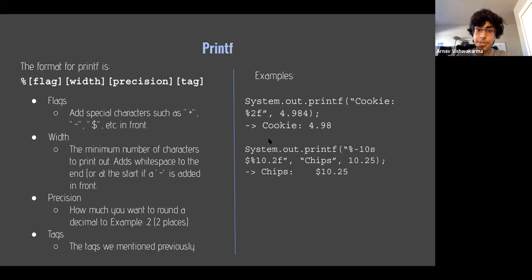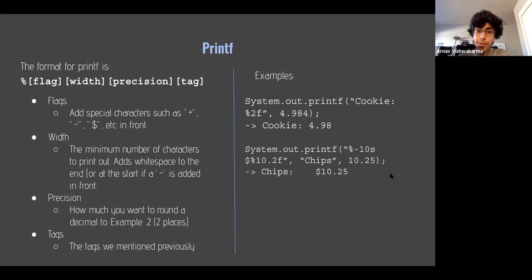Here are some examples of printf. In the first example, we do system.out.printf, and in quotations we have cookie, and then a percentage sign .2f. As a parameter, we have 4.984. When we run the code, it prints out cookie and then 4.98. It prints only 2 decimal places since we specified that with the .2f tag.